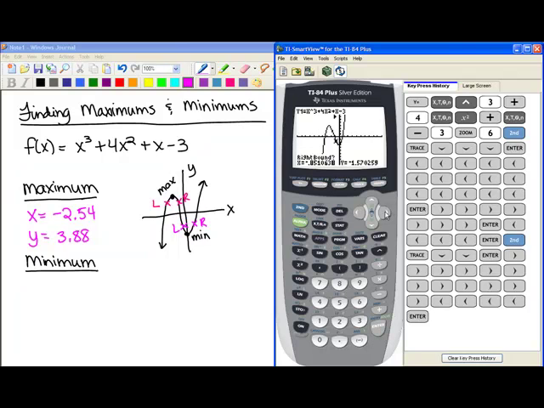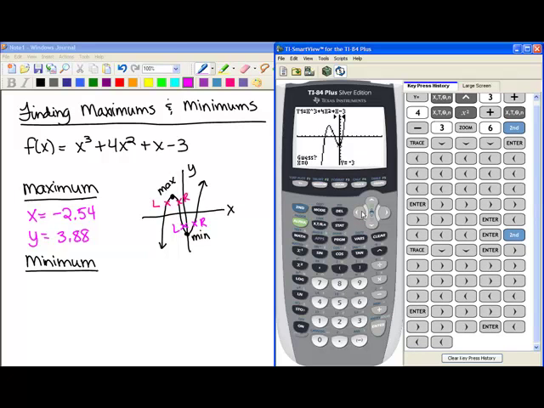Now it asks for the right bound. We can go past the minimum and go on the right side of it. Okay, that would be a right bound over here. Again, the numbers at the bottom don't matter. Press enter, and then it says guess. So I'll move the cursor down here to the bottom, the valley, and that will be the minimum. Press enter.